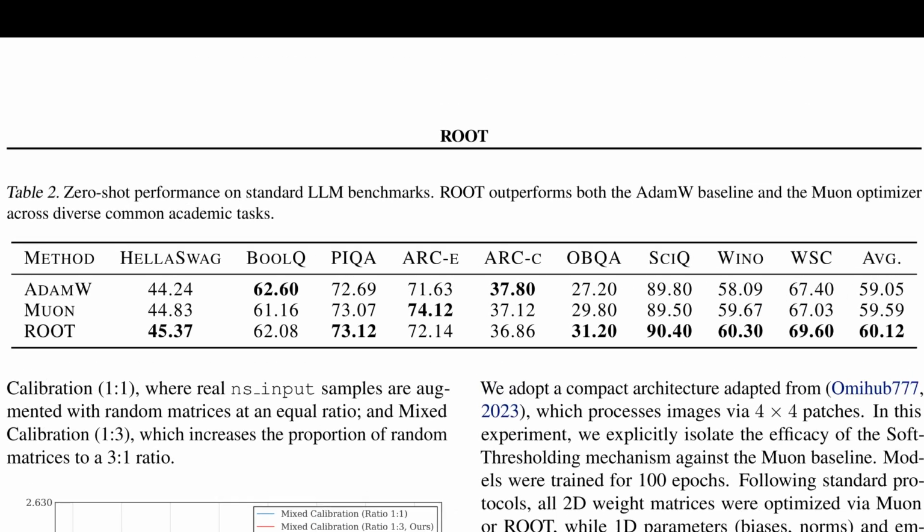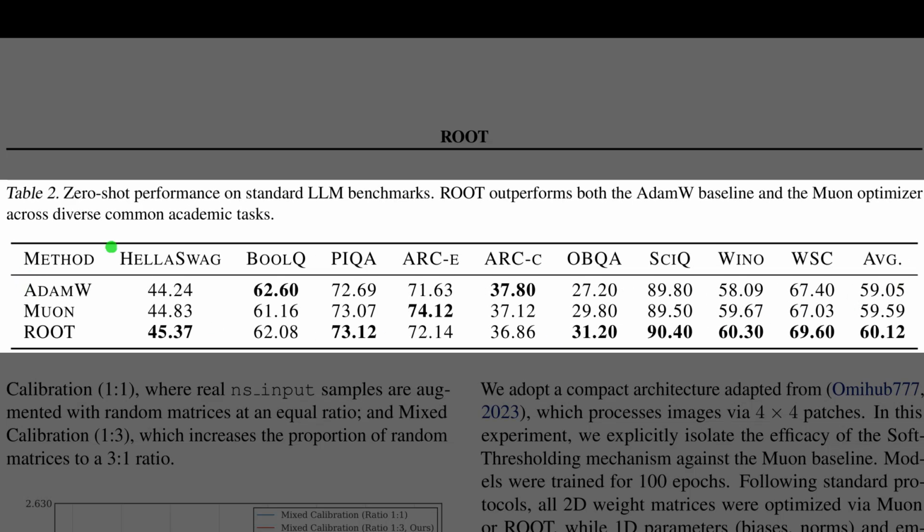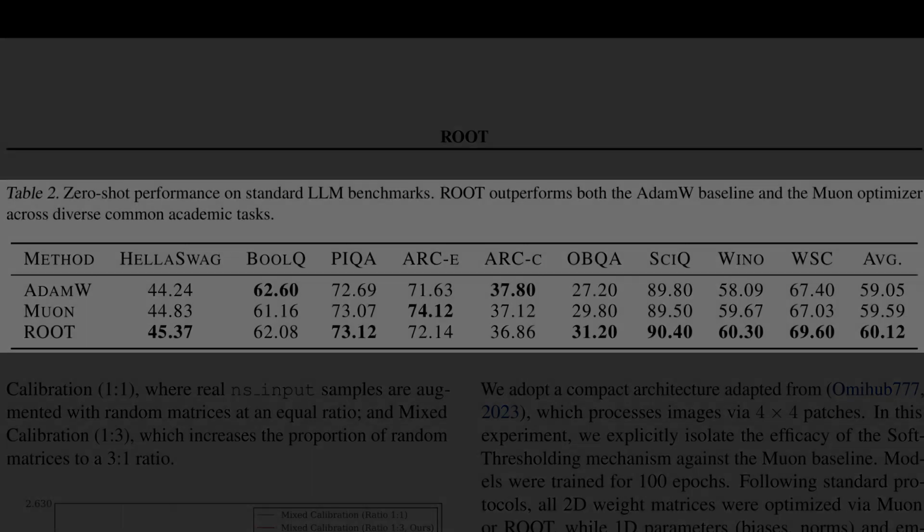So, while Figure 3 highlighted faster convergence, Table 2 reports how that translates into zero-shot accuracy on common language benchmarks. Root attains the best average score, about 60, slightly ahead of Muon and clearly above AdamW. Root leads on tasks like HellaSwag, OBQA, SciQ, Winogrande, and WSC, while Muon keeps a narrow edge on ARC-Easy. This pattern shows that the added robustness yields consistently better generalization, not just smoother training curves.